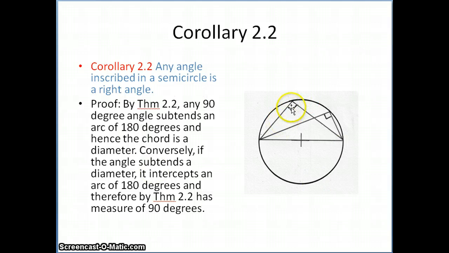So if we have an inscribed angle which is 90 degrees, then this chord must be a diameter. Well, we can say this triangle is inscribed, this angle is inscribed in the semicircle. If it's a semicircle, this angle must be 90 degrees.